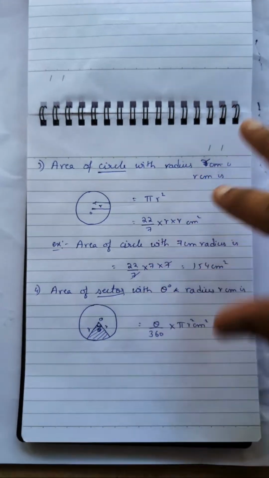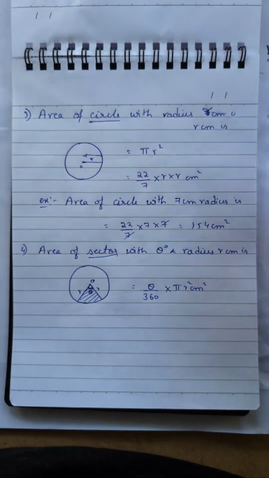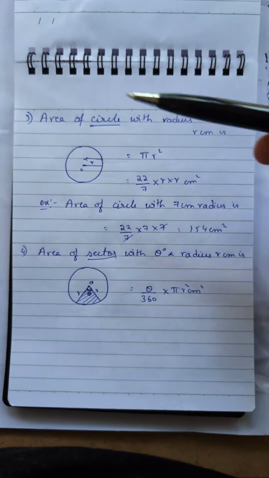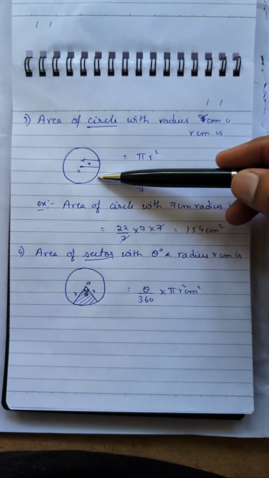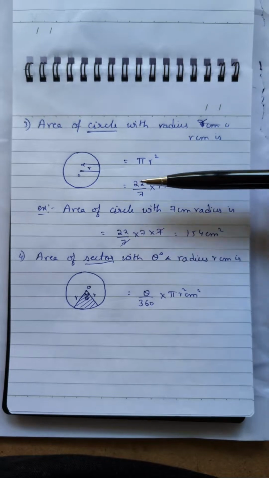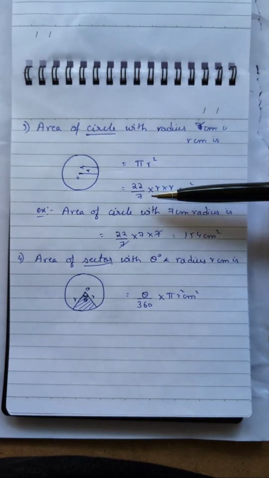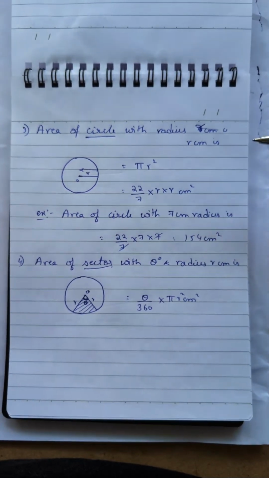Let's see for another question, that is area of circle with radius r centimeters. Suppose this is a circle here and this is the center and this is the radius r, then the area of circle will become pi r square, which is 22/7 or 3.14 into r square centimeter square.